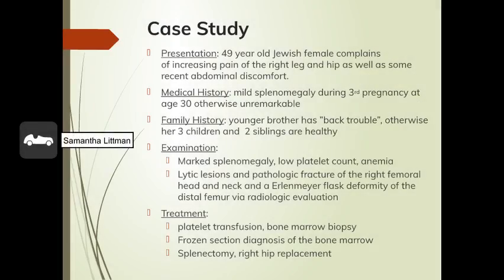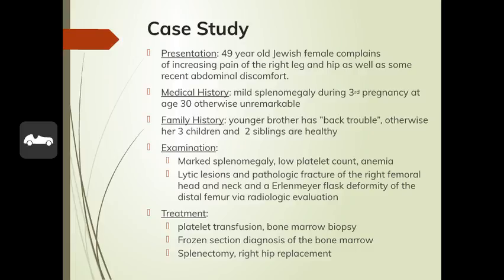The case study that was presented involves a 49-year-old Jewish female complaining of increased pain in the right leg and hip, as well as some recent abdominal discomfort. Her medical history indicates that she had some mild splenomegaly during her third pregnancy at age 30, but was otherwise unremarkable. A family history indicated that she has a younger brother who complains of back trouble, but otherwise her 3 children and 2 siblings are healthy.